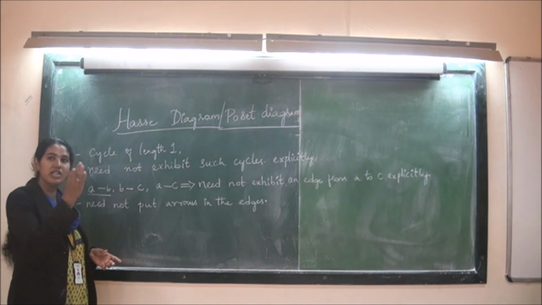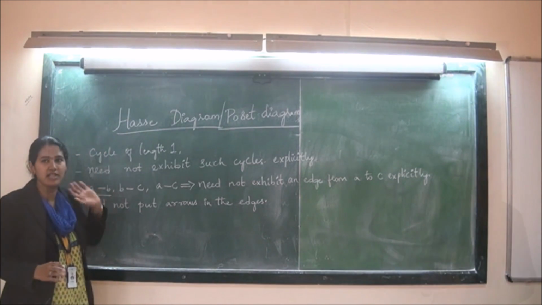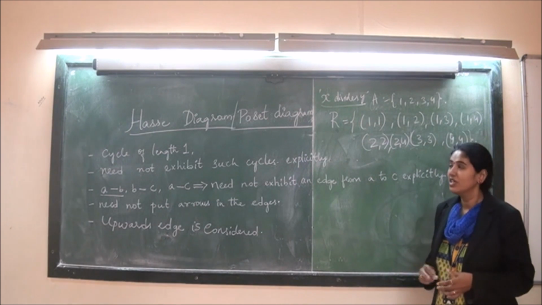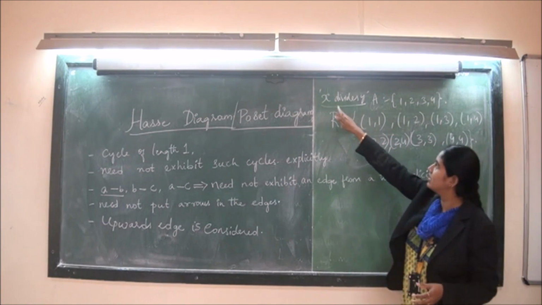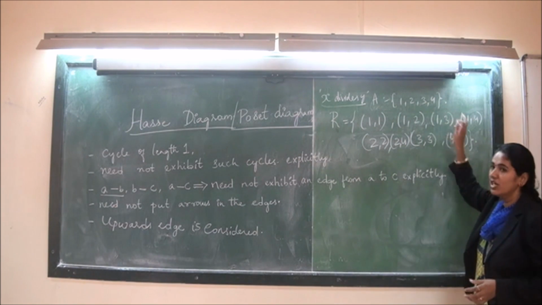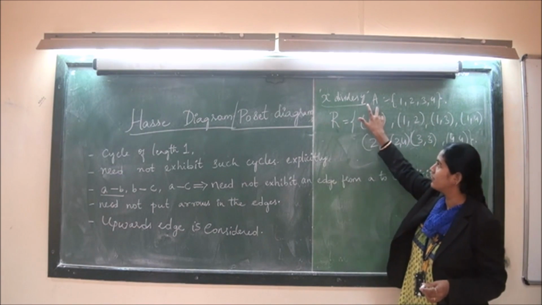So this is the difference between the diagram of the relation and the Hasse diagram. Now I'm going to consider an example of a Hasse diagram. If I consider an example, x divides y, for the set A is equal to {1, 2, 3, 4}, we need to define a relation. So for this condition, x divides y.